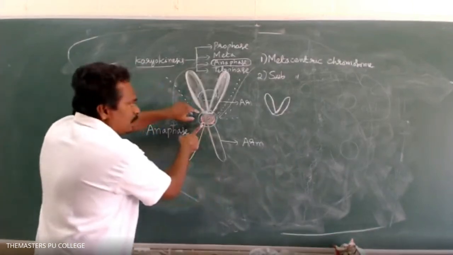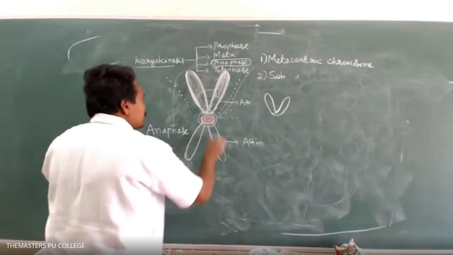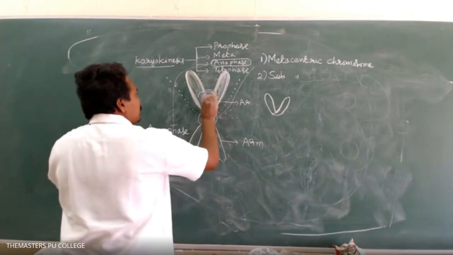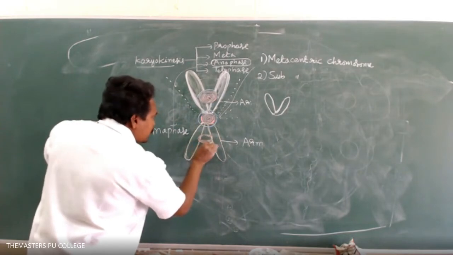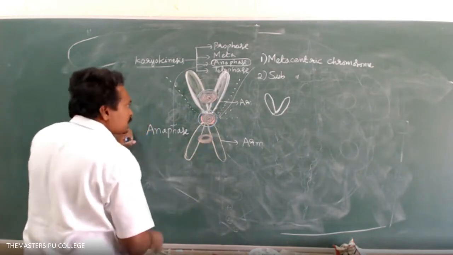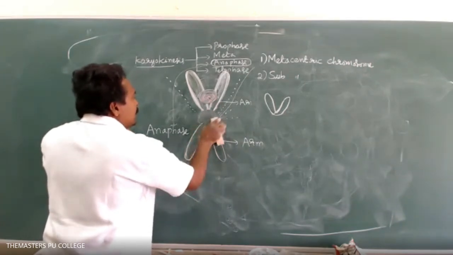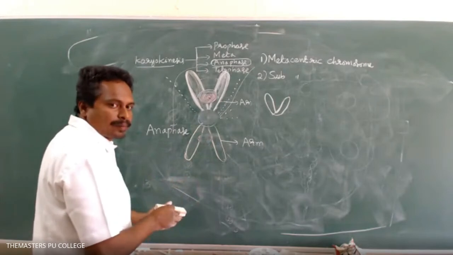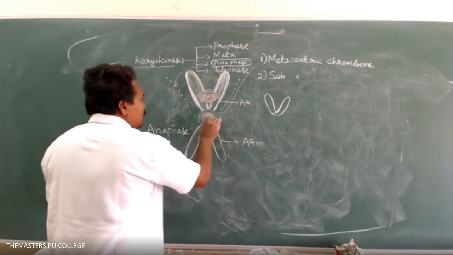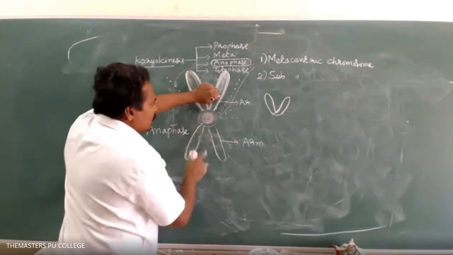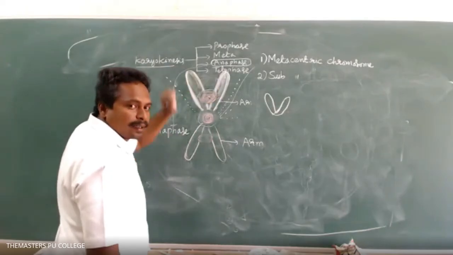Suppose the centromere is located slightly away from the center, maybe towards the upper side or towards the lower side. Right. In the first chromosome here, where is the centromere located? The centromere is located exactly at the center.